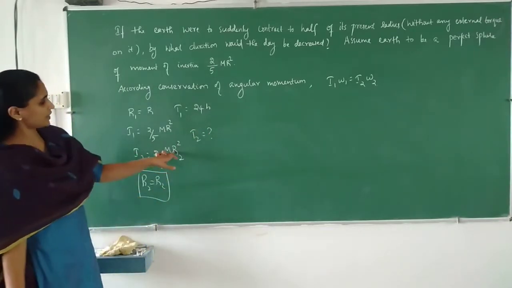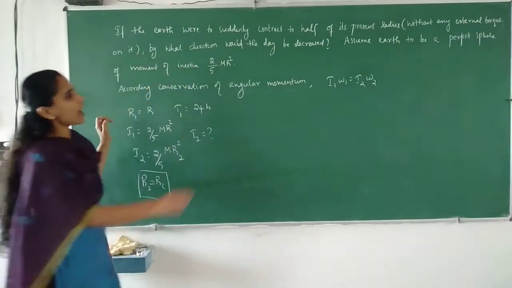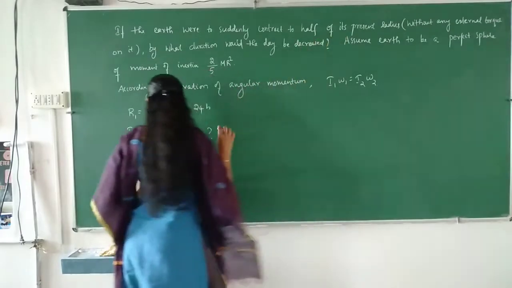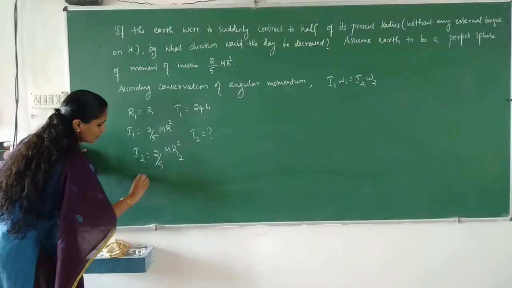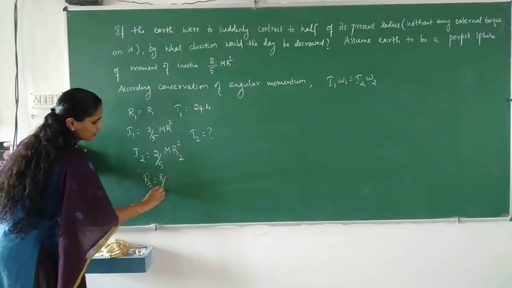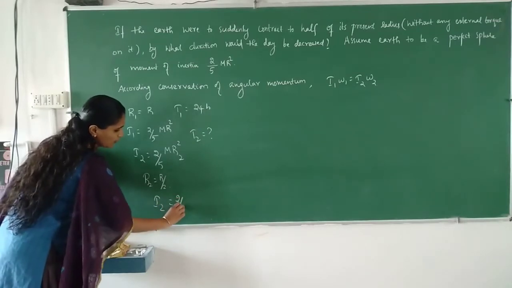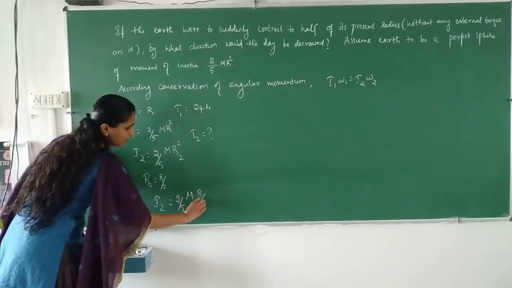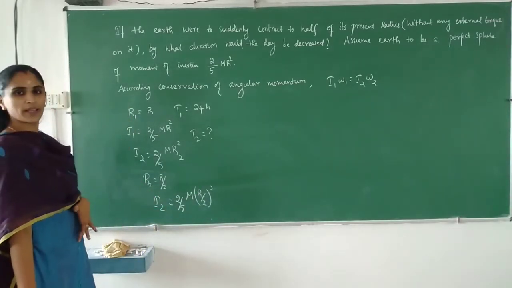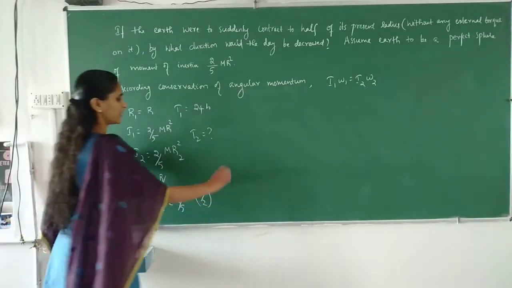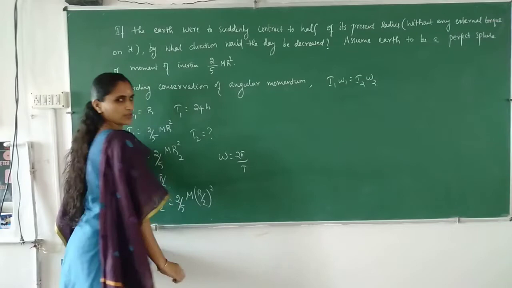And R2, what is R2? Assume it contracts to half of its present radius. So R2 is equal to R1 by 2. So moment of inertia can be written as 2 by 5 m into (r by 2) square. And we know the relation between omega and time period. We can write omega is equal to 2 pi by T.